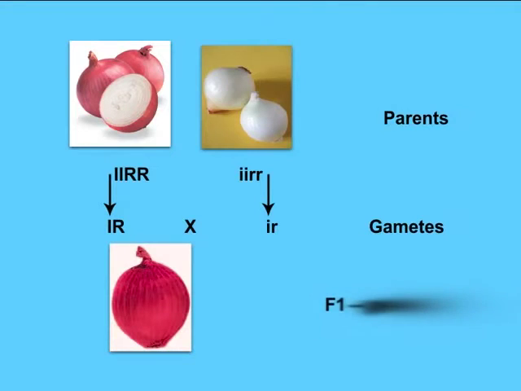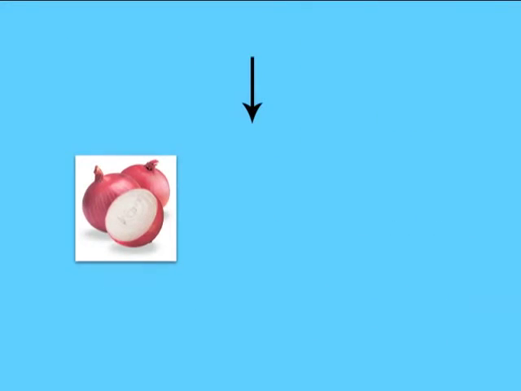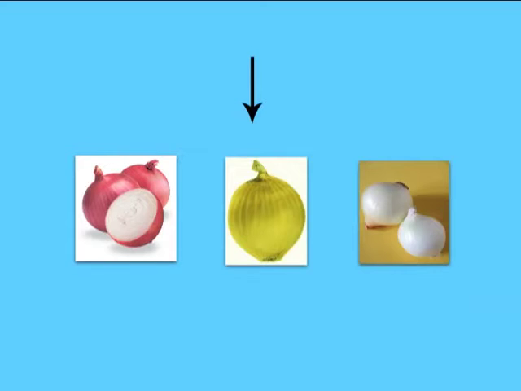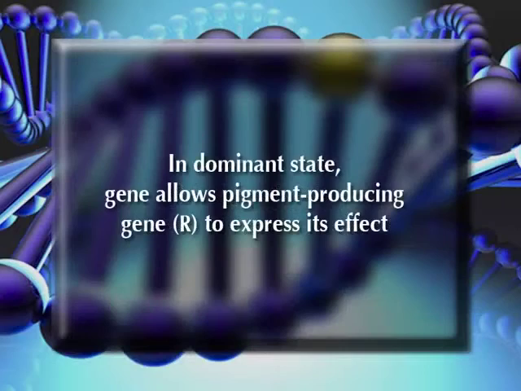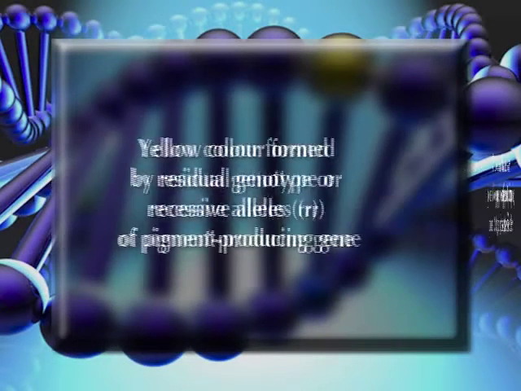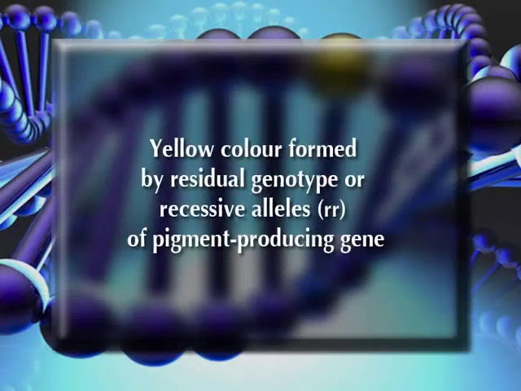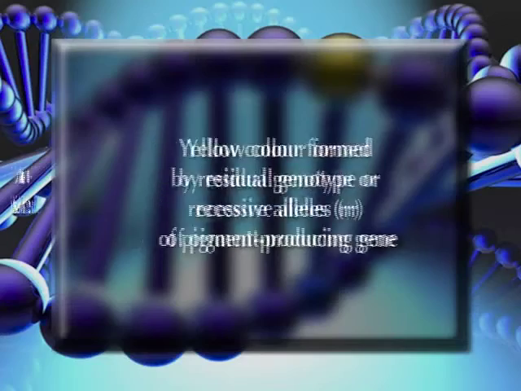On self-pollination, F1 hybrids produce three types of onions in the F2 generation as 9 red, 3 yellow and 4 white. The appearance of white color is due to the pigment inhibitor gene, which is epistatic only in the recessive state. In the dominant state, the gene allows the pigment-producing gene to express its effect. Yellow color is formed by the recessive alleles of the pigment-producing gene.